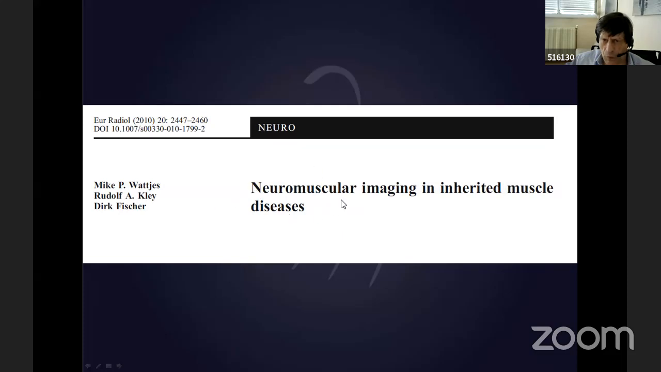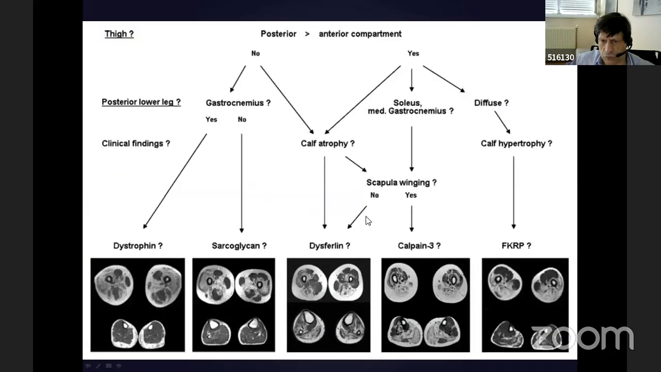Sometimes one article is very useful, not only in children, but also in adults for muscular dystrophy. It's one article made by Wattjes and Dirk Fischer, and you have an algorithm to differentiate the most important dystrophies only based on the examination of the lower limbs.